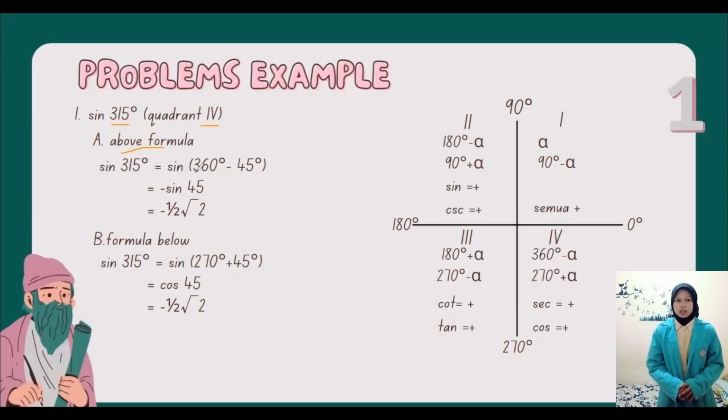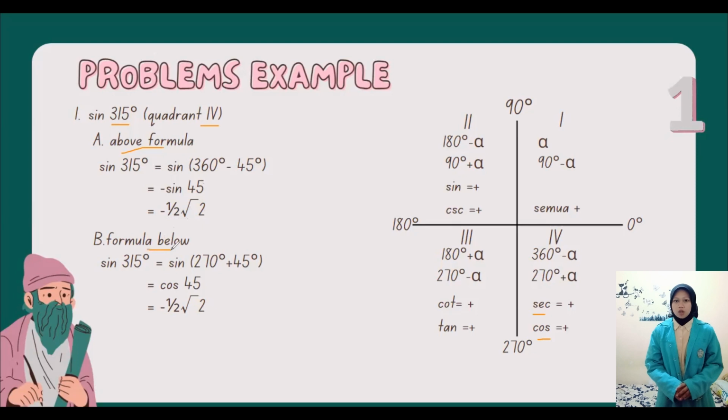Sinus 315 equal to sinus 360 minus 45. The value of sin in quadrant 4 is minus. So, sin 315 equal to minus sin 45. So, the value is minus a half square root 2.